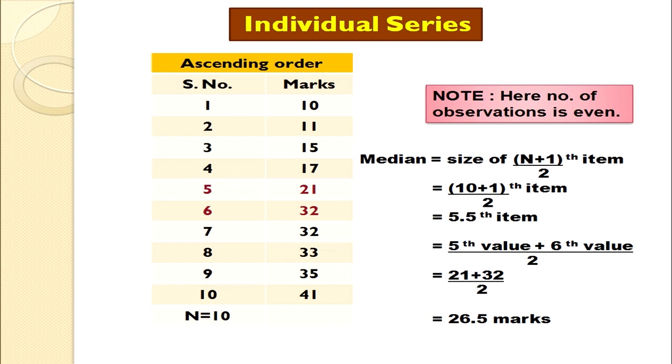Then, we have written the formula. Again the same formula. Median is equal to size of (n plus 1) by 2th item. Now over here n has changed from 11 to 10. So put the value of 10, (10 plus 1) by 2th item gives the 5.5th item. Now as you can see, I have highlighted the 5th and the 6th value. Over here what we are going to do? We are going to write 5th value plus 6th value divided by 2. What is the 5th value? That is 21. What is the 6th value? That is 32. And then we are going to divide it by 2. Hence our median value is 26.5 marks.